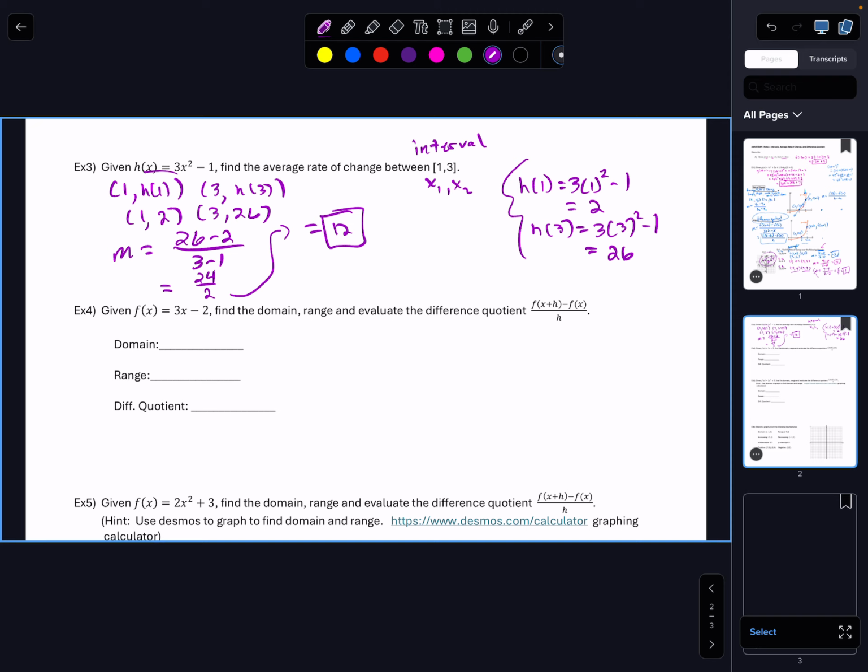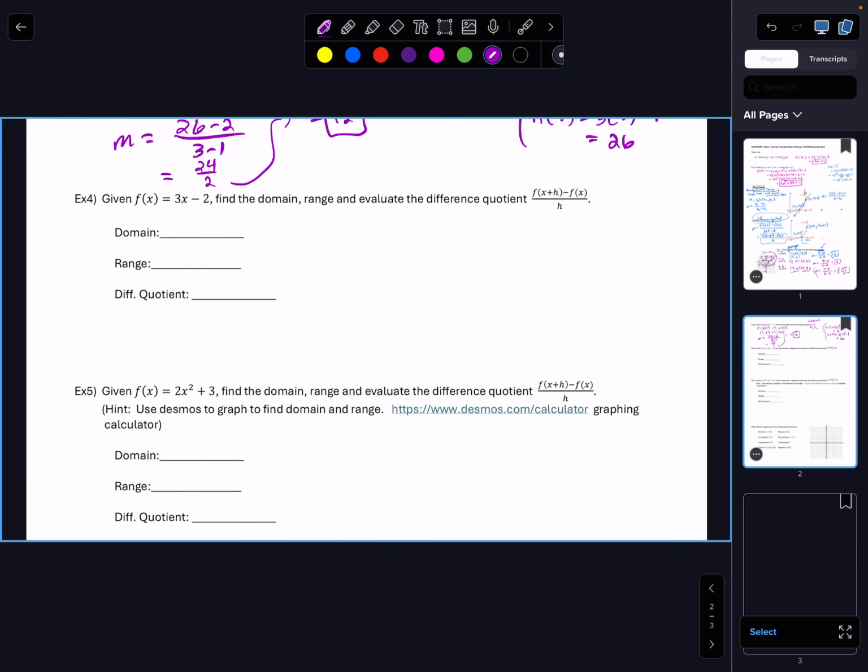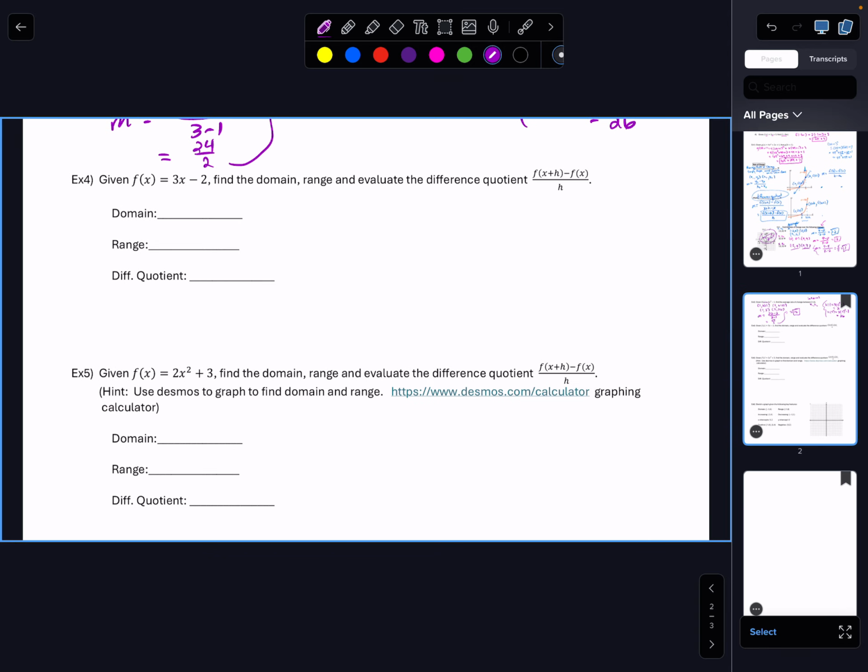So starting with concrete examples, example 2, values in terms of finding average rate of change. Now we're going to move to the difference quotient, which is still average rate of change. We got it by getting slope, but we can have some variables in our end answer. Example 4, find the domain and range and evaluate the difference quotient. Find the domain and range.